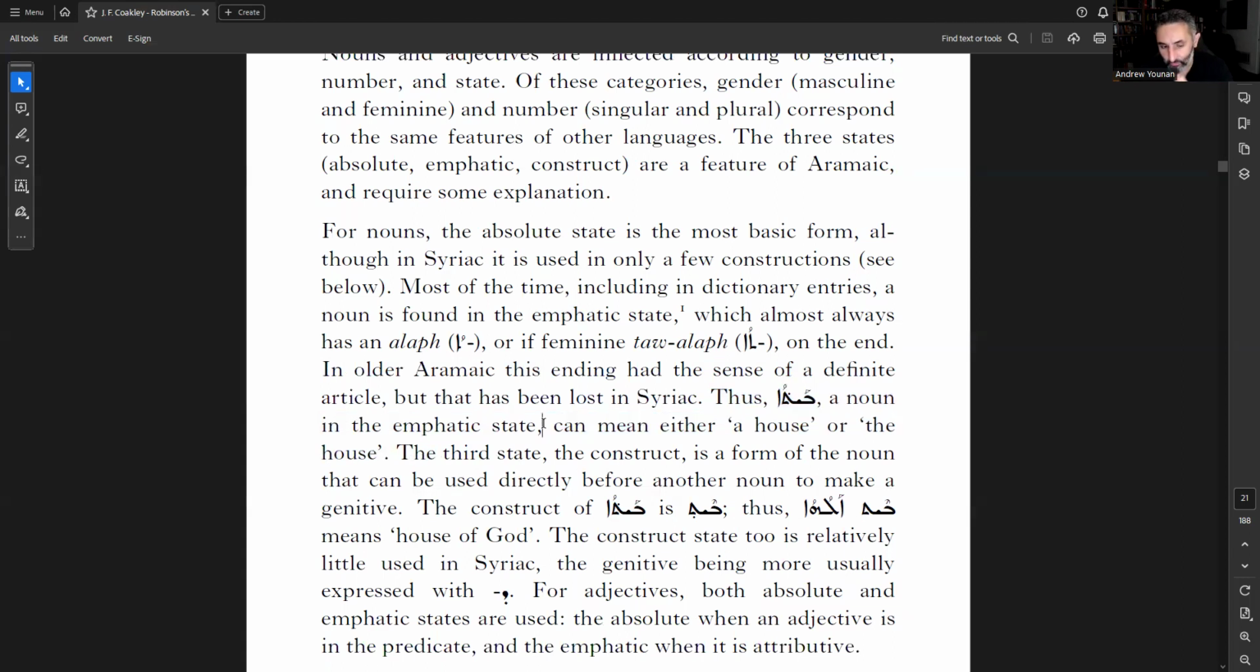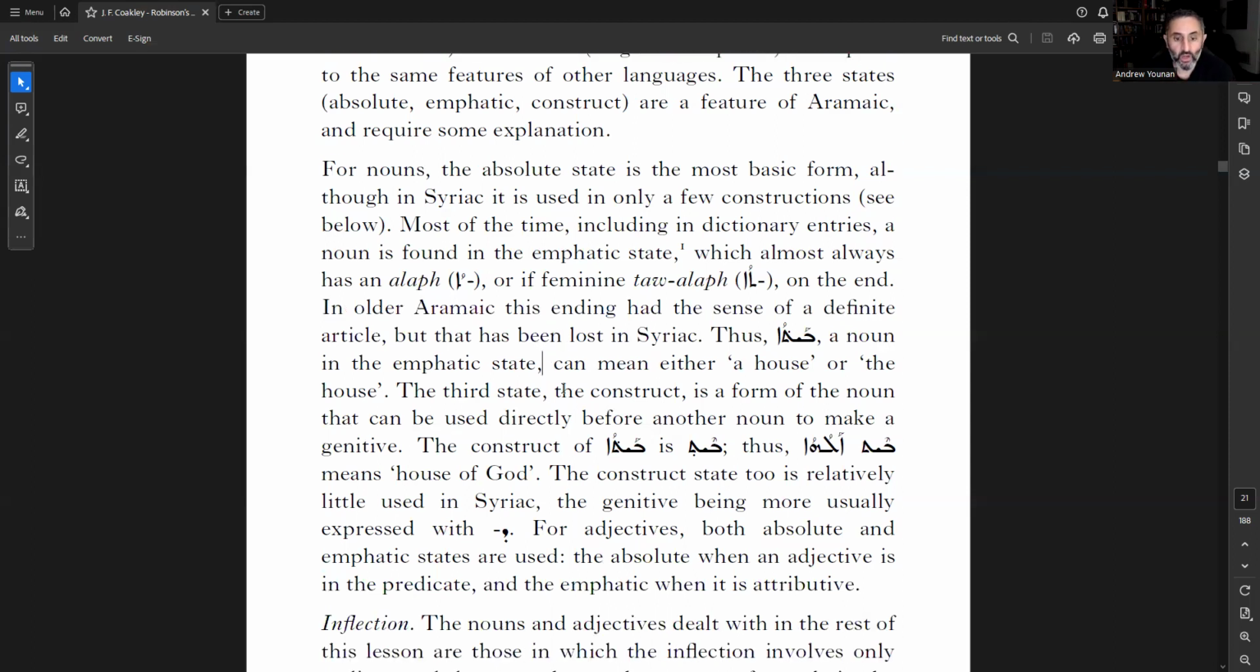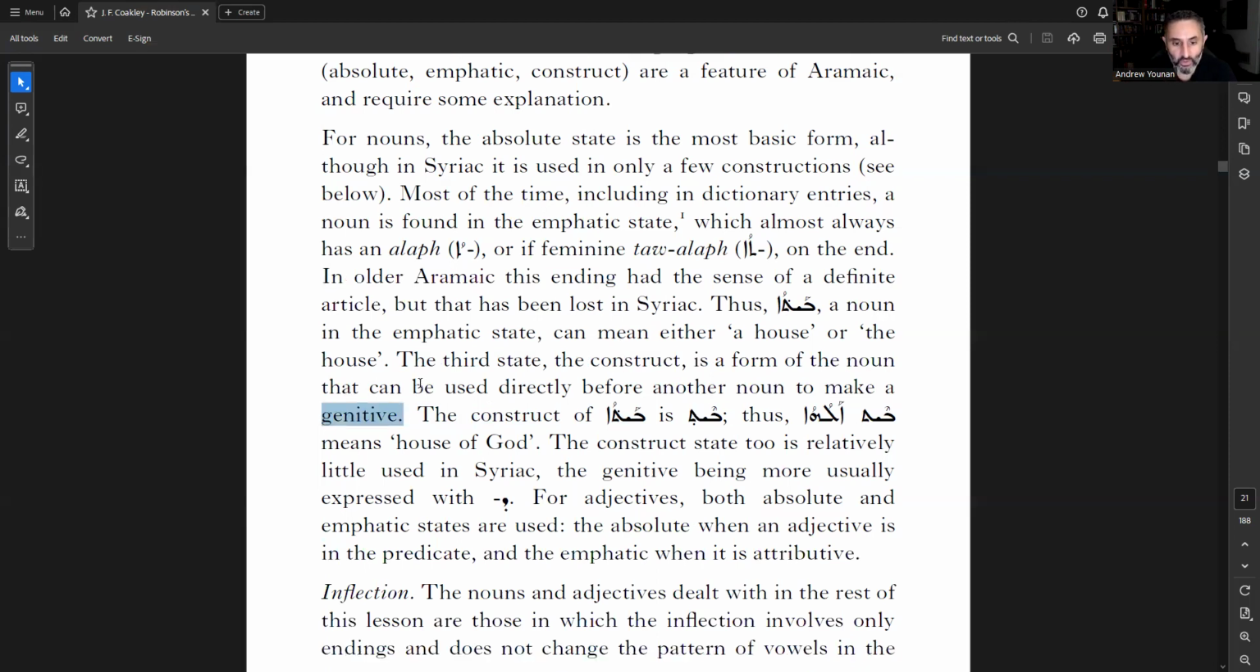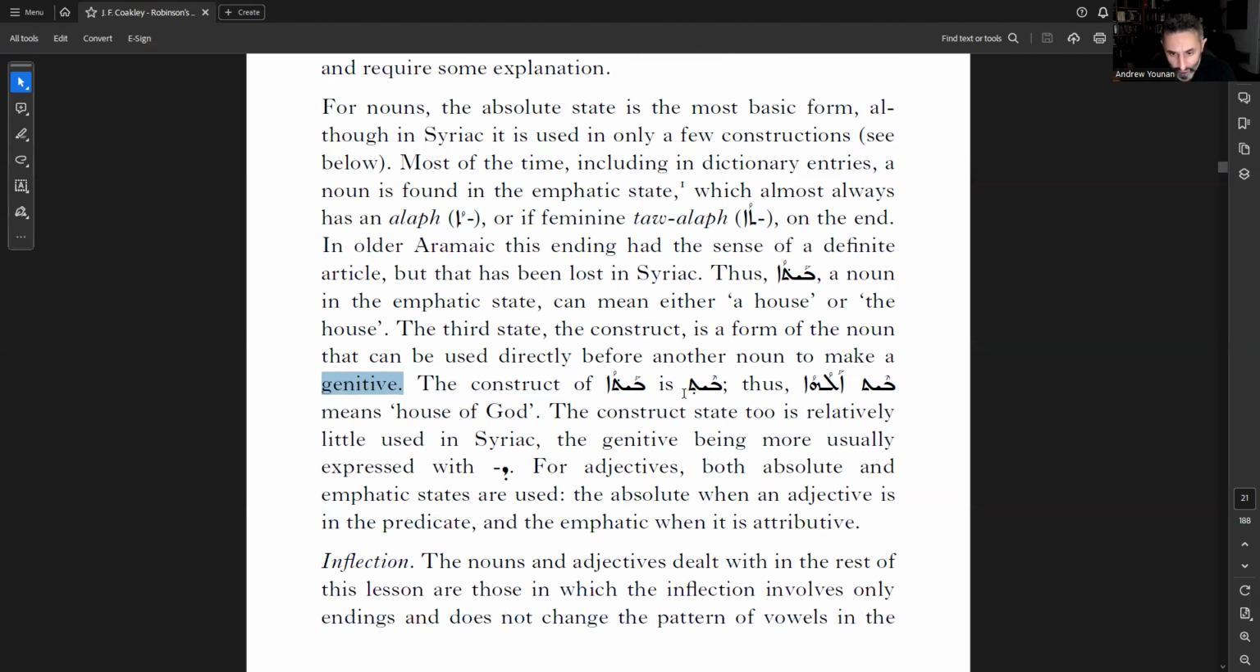Okay, so that's the emphatic state. He hasn't explained what the absolute state means yet. The emphatic state is the state you already know. The construct state, which is the third one, is a form of the noun that can be used directly before another noun to make a genitive. You already know this. I already went through this in the blue book. The construct state is where you trim the alaph from the end and you get rid of the daleth of the next word, and it means of. That's what the genitive means. So the construct of beta is beth. So beth alaha means house of God. So beta d-alaha becomes beth alaha. So that's called the construct state.